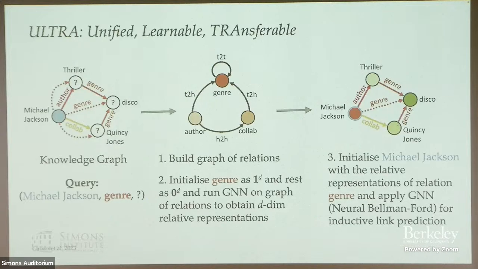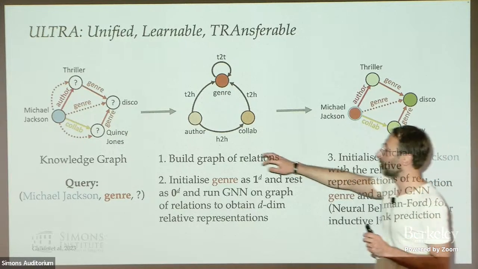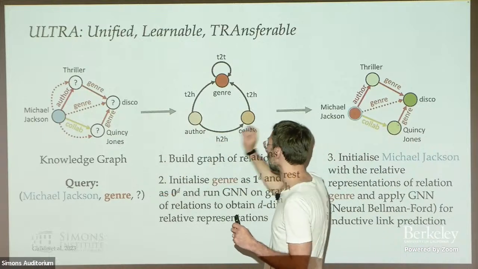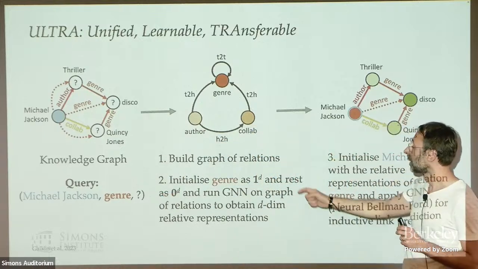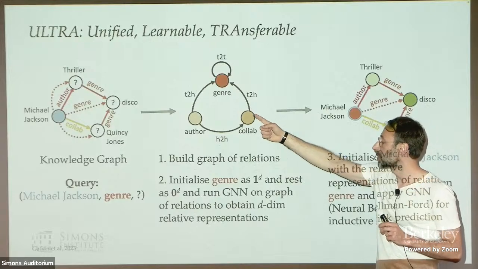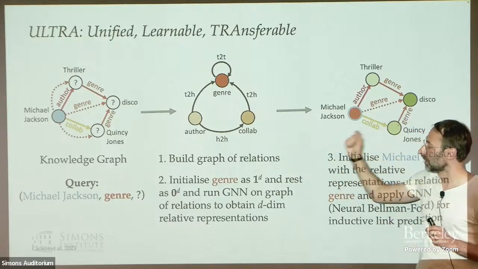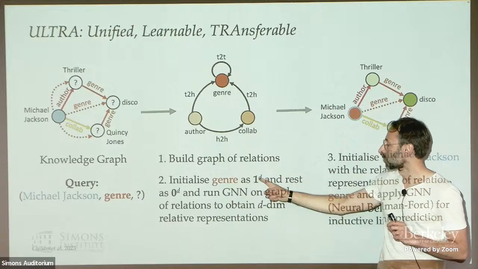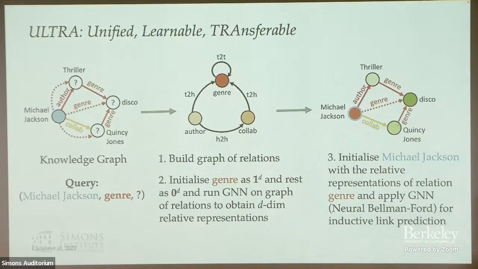So the model Ultra, which stands for Unified, Learnable, and Transferable, is a foundation model for knowledge graphs that operates in two stages. First of all, given a knowledge graph and a query, you build the graph of relations. Then, on the graph of relations, you initialize the queried relation as ones and all the rest as zeros, basically d-dimensional vectors, and run a GNN to obtain the d-dimensional relative representations of relations on this graph.